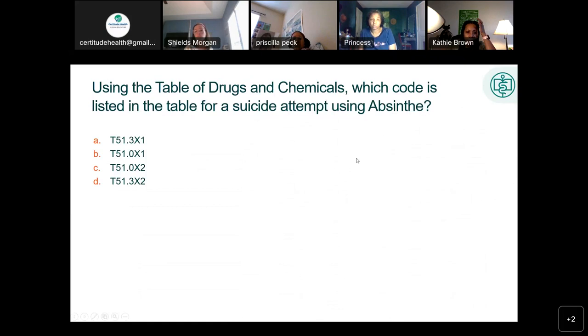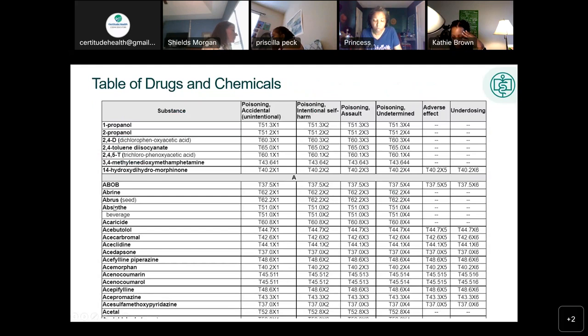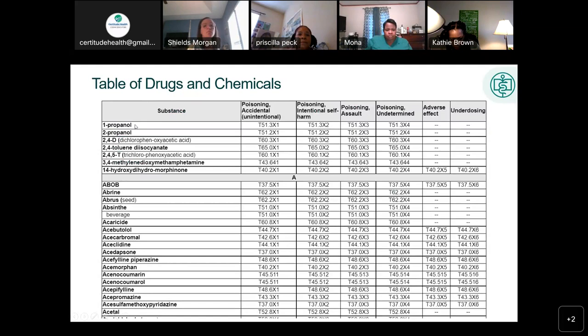Let's just do a quick example. It says, using the table of drugs and chemicals, which drug is listed in the table for a suicide attempt using absinthe. So if we go to this table and we look at the list of substances in alphabetical order. You see they have the ones that begin with a number listed first because numbers always come before letters.